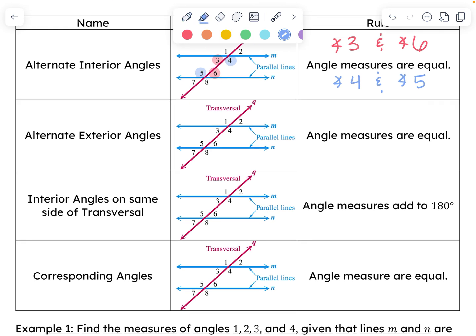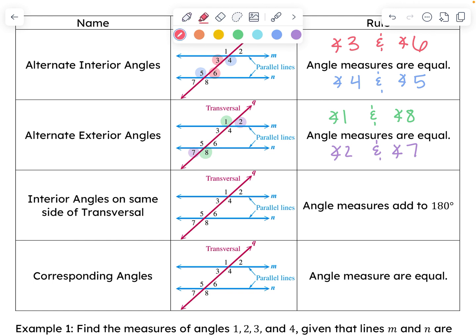Alternate exterior angles would be 1 and 8, so angle 1 and angle 8, or 2 and 7, angle 2 and angle 7. Same thing, alternate means on opposite sides of the transversal, but exterior now means they're on the outside of the parallel lines. But they have the same relationship. It means that the angle measures are equal. So angle 1 is the same size as angle 8, and angle 2 is the same size as angle 7.